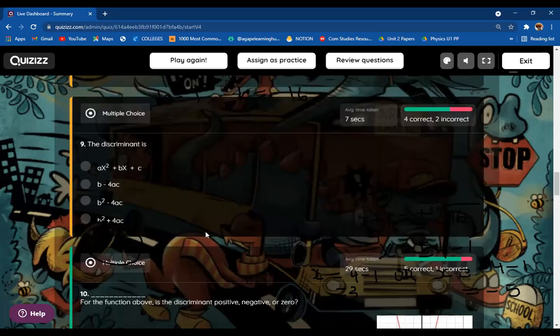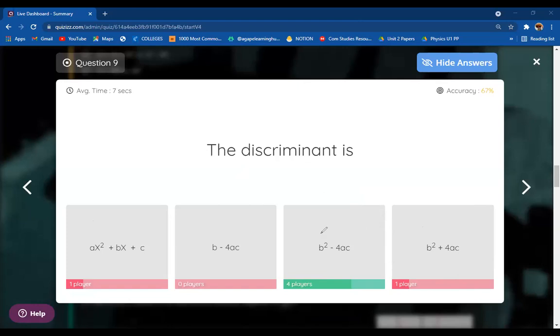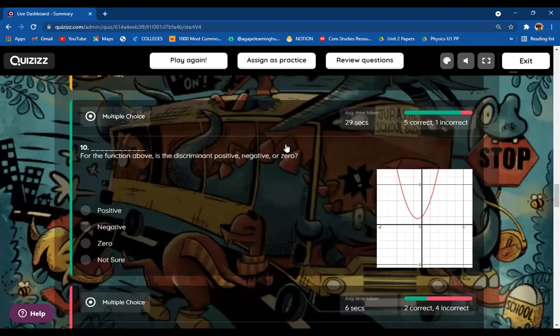The discriminant. Okay. The discriminant is this: b squared minus 4ac. Don't let this trick you. B squared minus 4ac. This one.